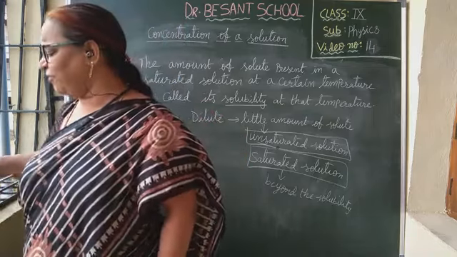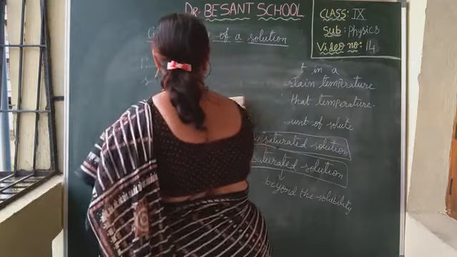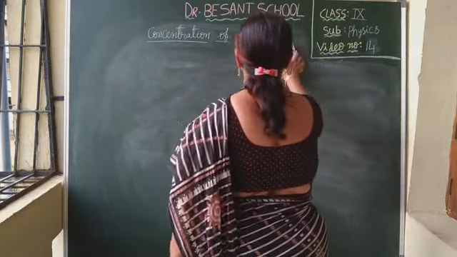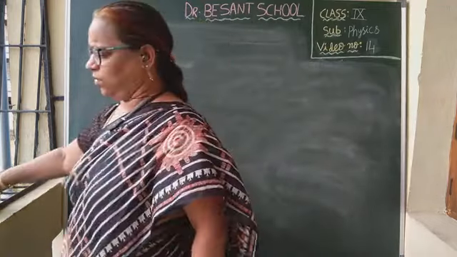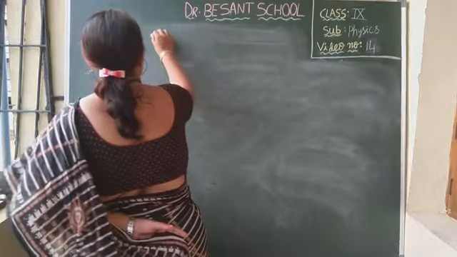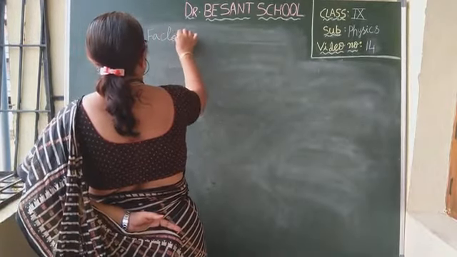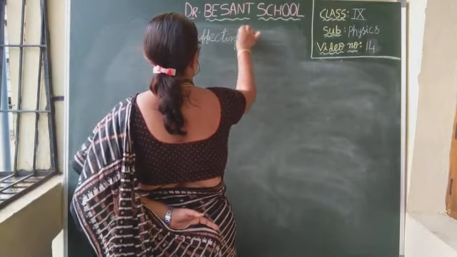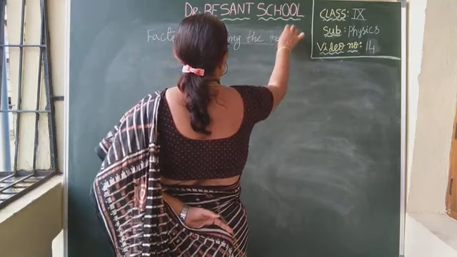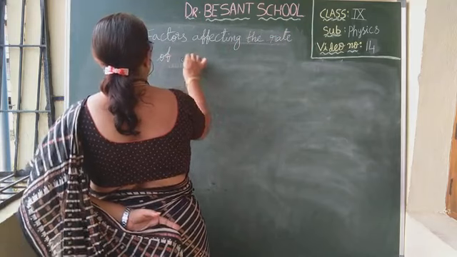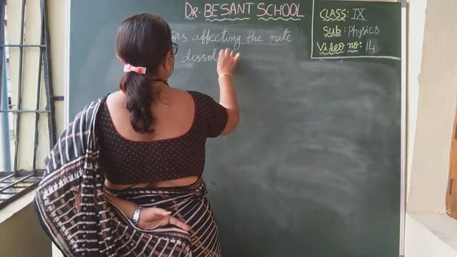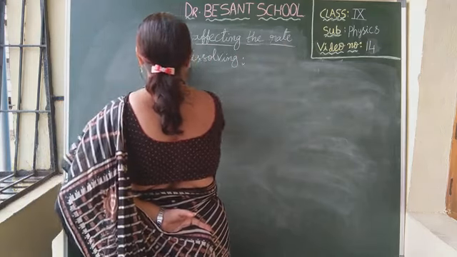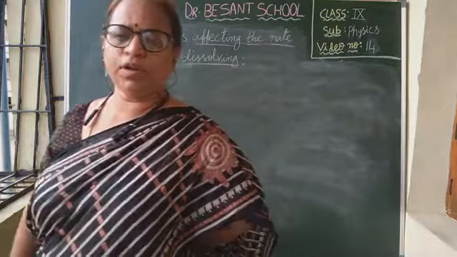Now, what are the factors affecting the rate of dissolving? Let us see. Mainly there are 3 factors that affect the rate of dissolving. What are the 3 factors? Factors affecting the rate of dissolving. There are 3 factors which affect the rate of dissolving. What are the 3 factors?